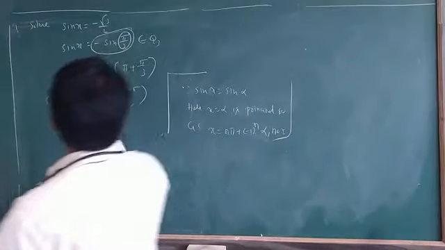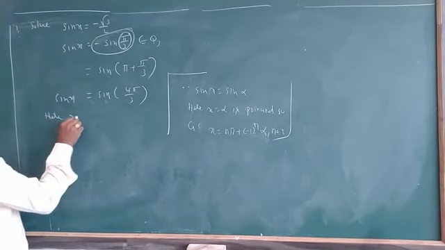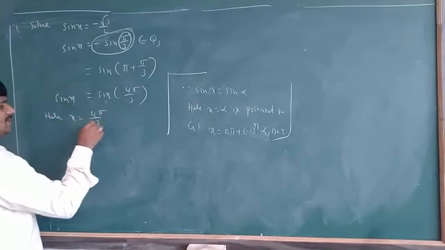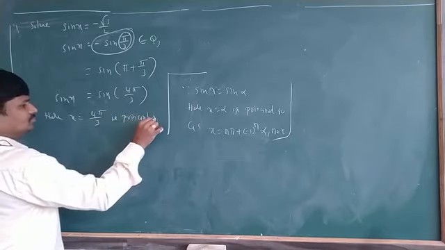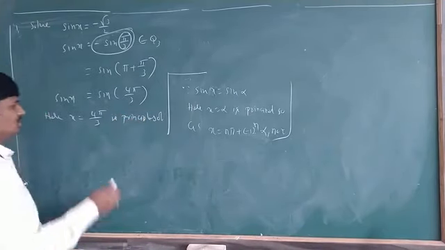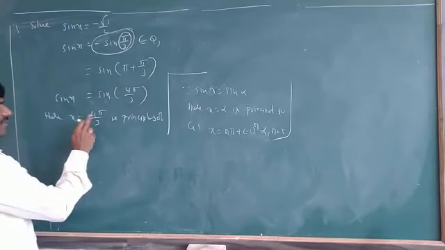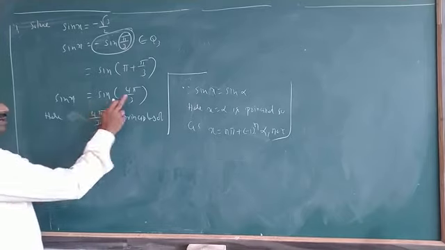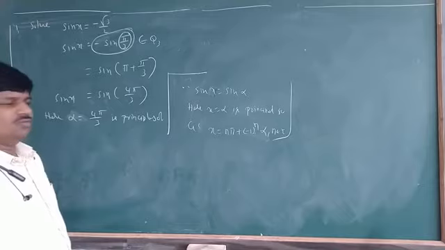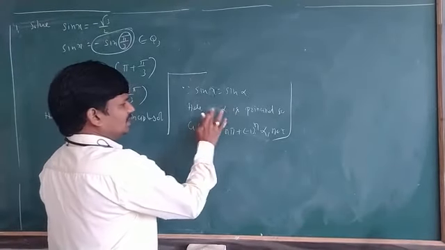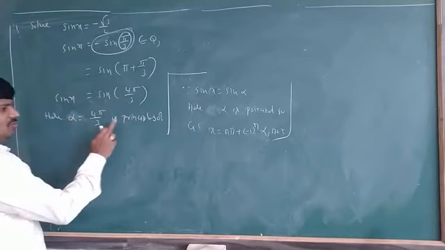So here it is the sin x is equal to sin alpha form. Here x is equal to 4 pi by 3 is the principal solution. That means here the alpha value. So don't write x is equal to, take alpha. Alpha is equal to 4 pi by 3. Or else write here also, alpha is the principal solution. So here alpha value is 4 pi by 3. 4 pi by 3 is the principal solution.